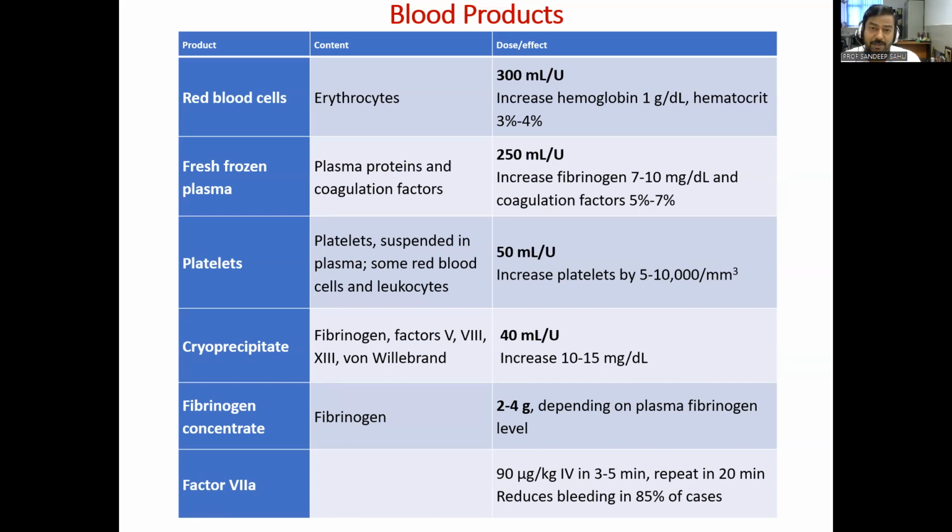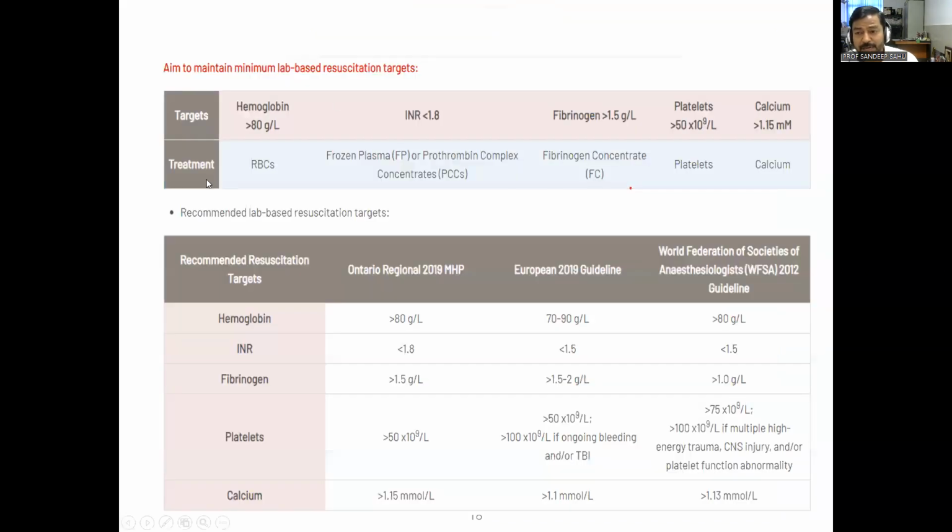If you have component therapy, then worldwide people are using coagulation factors and platelets first, as compared to PRBC. So the target, definitely, is to achieve INR less than 1.8, hemoglobin more than 8, platelets more than 50,000, and calcium.